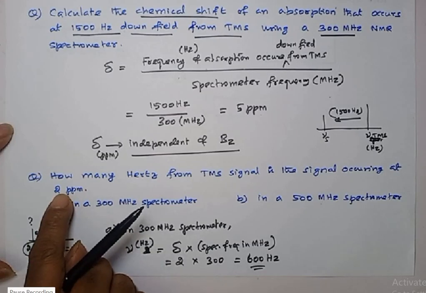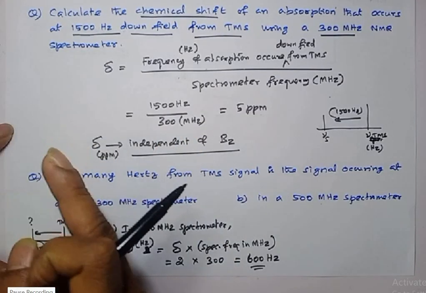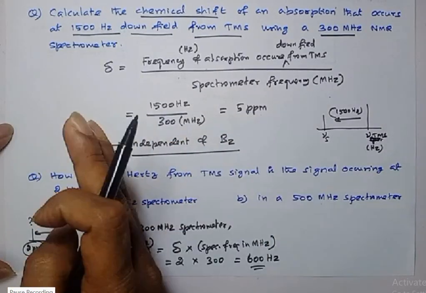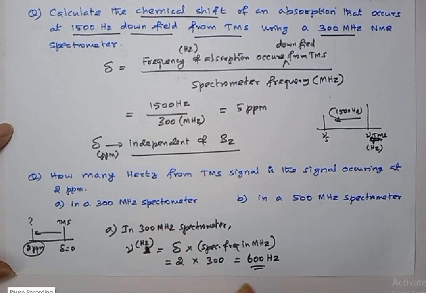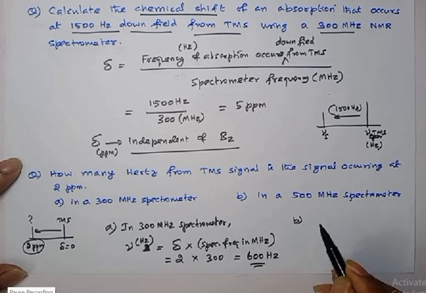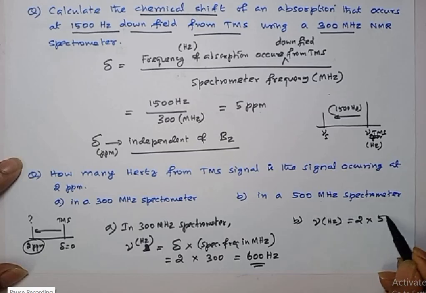So the signal at 2 ppm in chemical shift: what is the frequency for that signal from TMS if I use a 300 megahertz spectrometer? Yes, the signal will appear 600 hertz downfield from the TMS signal. Is this clear? In a 500 megahertz spectrometer, very simple, the frequency in hertz is equal to the chemical shift value, which is 2 ppm, into the spectrometer frequency in megahertz, which is 500. So 500 into 2, I'll get 1000 hertz.